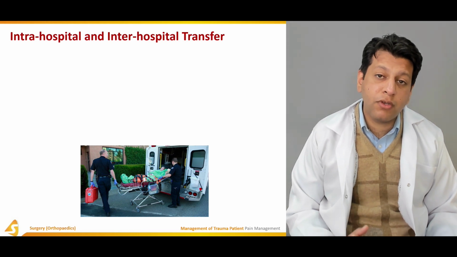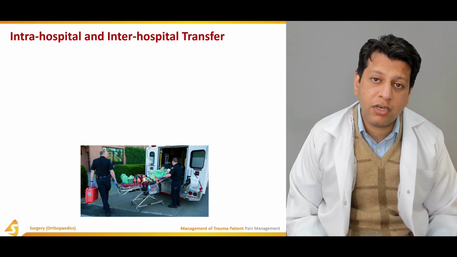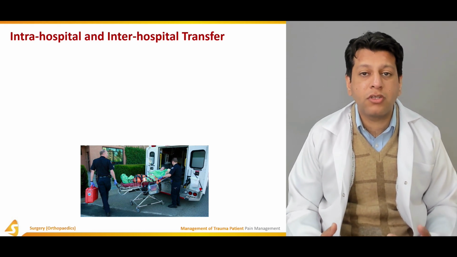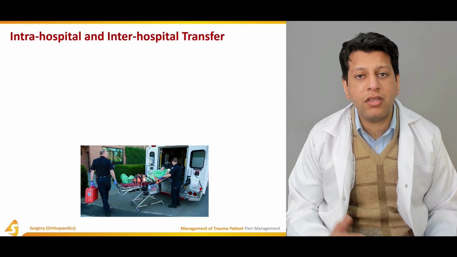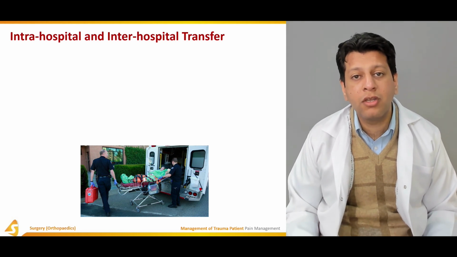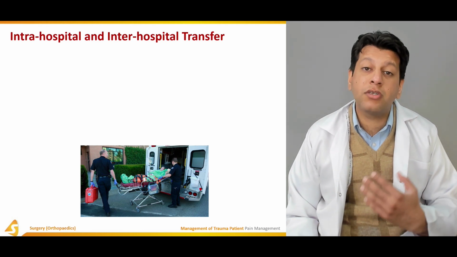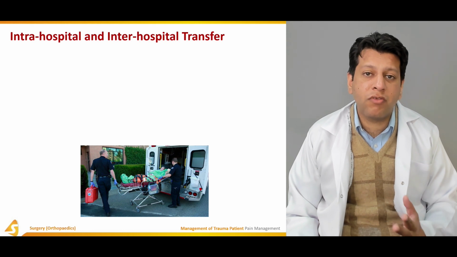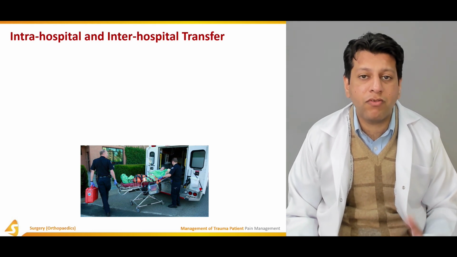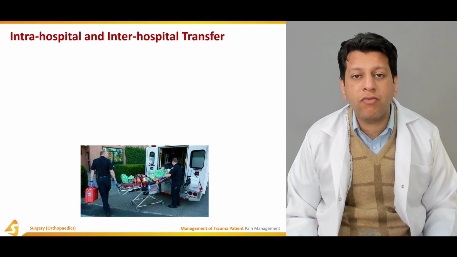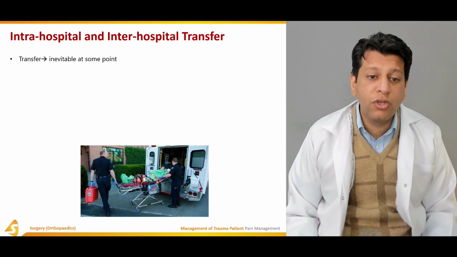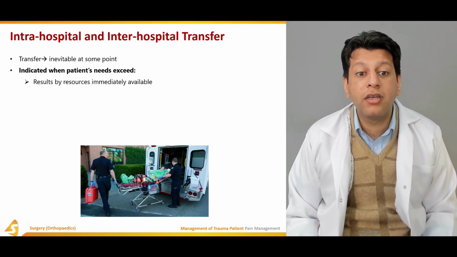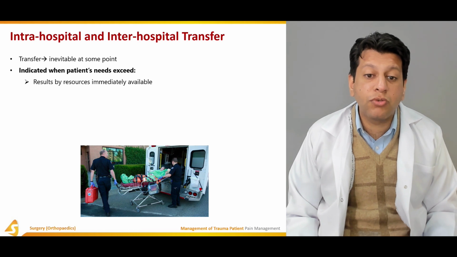So if the patient has arrived at an area which is not a level 1 trauma care center, then once the patient is stabilized and the secondary survey done, that patient needs a transfer to the level 1 trauma care center. And if the patient has arrived in the level 1 trauma care center, after stabilization, primary survey and secondary survey, then the patient needs definitive shift to an area where the definitive care can be done. So transfer is inevitable at some point, indicated when patient needs exceed the resources immediately available.